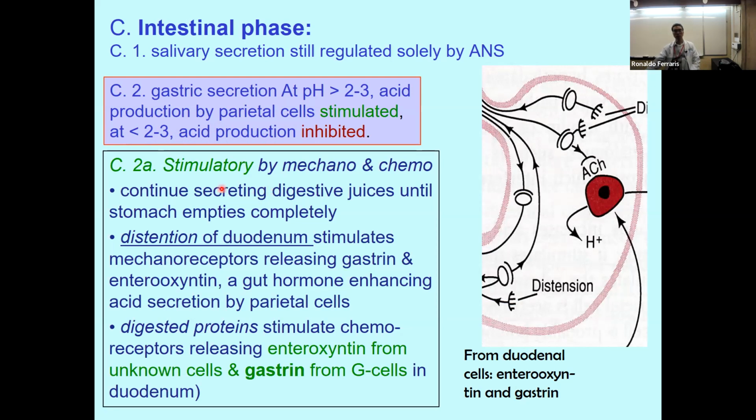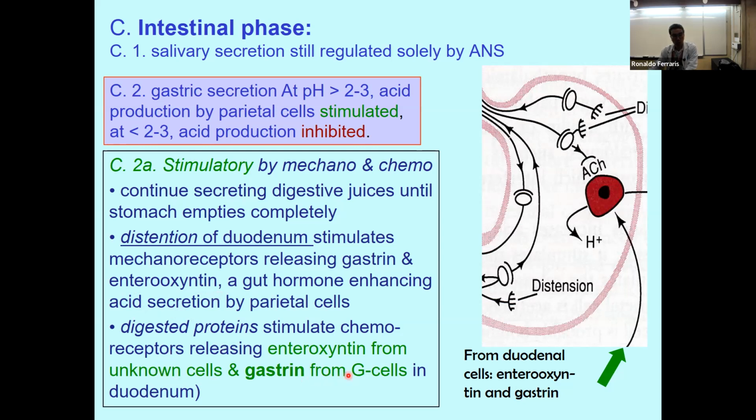During the intestinal phase, when the duodenum is being distended, there are mechanoreceptors in the duodenum, and there are G cells in the duodenum, and they release gastrin to influence acid secretion in the parietal cell. They also release a hormone called enterooxytocin, which is a gut hormone that enhances acid secretion by the parietal cells. So this is another hormone that is released only during the intestinal phase.